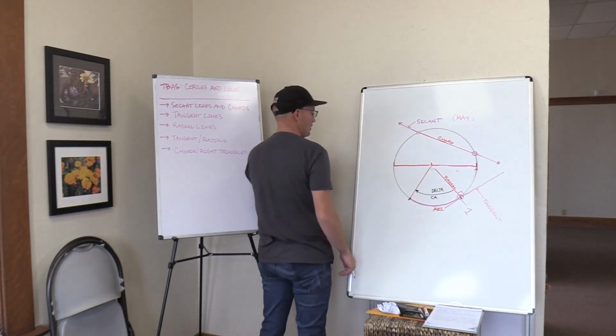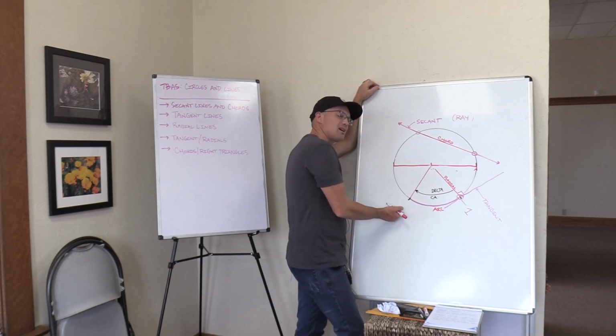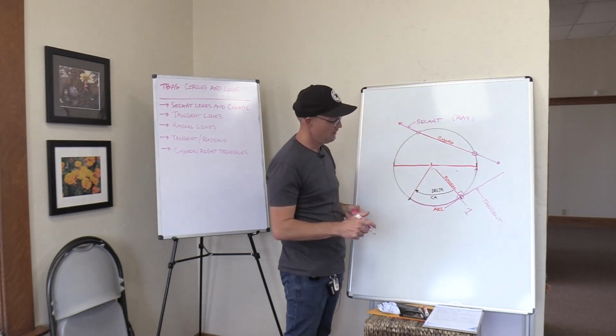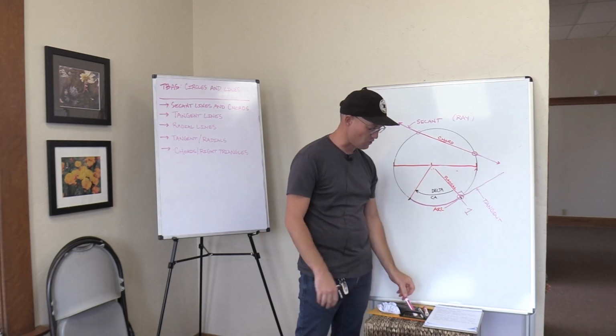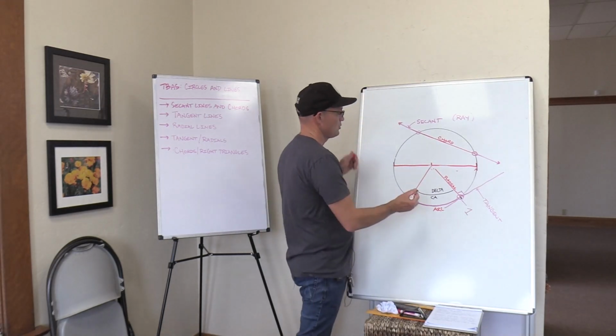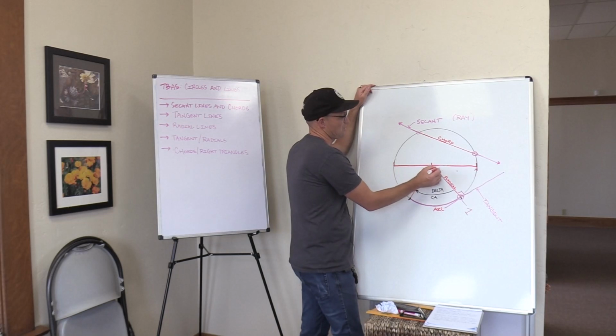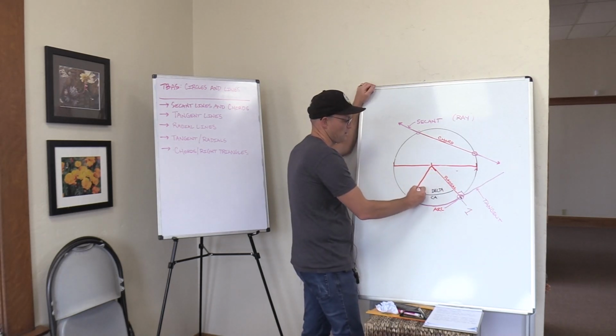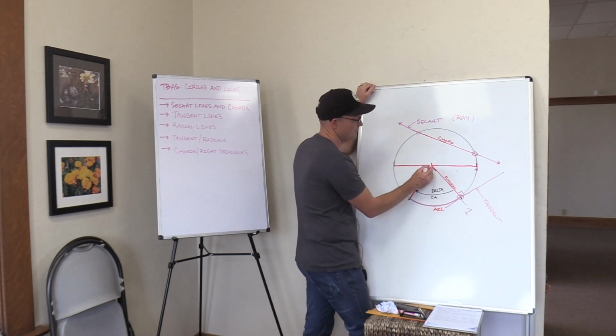Okay, a radial line is any line. I think I talked about this in the first video. A radial line is any line drawn from the center of the circle to the edge of the circle. Surveyors call that a radial. I don't know if that's an official geometry term, but that's what surveyors call it. We call it a radial line.